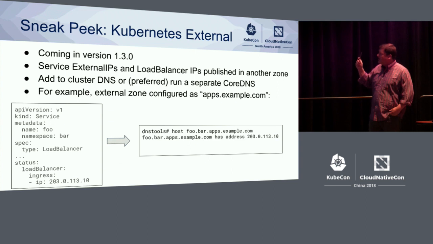It piggybacks on the Kubernetes connection and allows you to specify a zone for which we should present all of these load balancer external IPs. You could run this internally with the same cluster DNS and expose that cluster DNS, or you could run a separate CoreDNS instance, which would be really the best practice to separate those out, since you've got external traffic you can't really control.